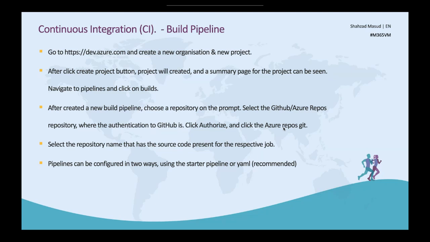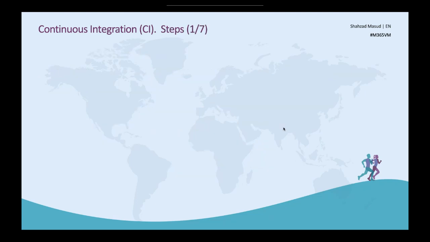So the pipeline actually says how to create that. You go to dev.azure.com using DevOps, and you can go to organization and create a new project, and name the project as you like. You can create a simple pipeline using the repos over there, select the repository name for the respective job, and you can use a starter pipeline or a YAML file. I actually recommend a YAML file.